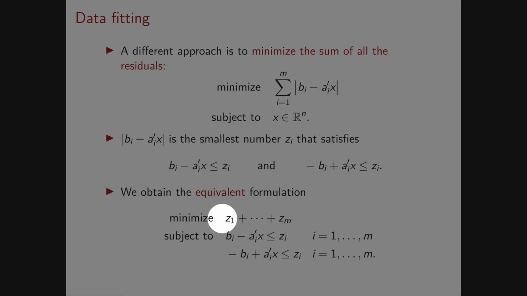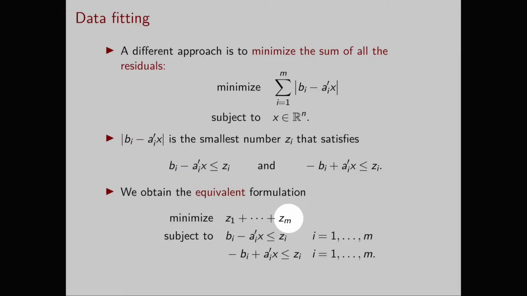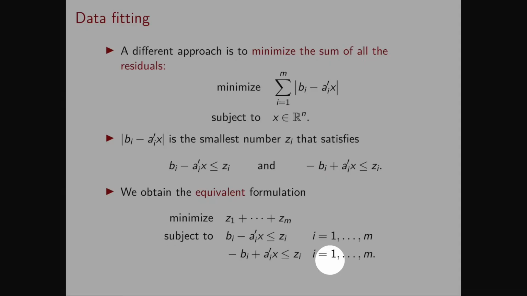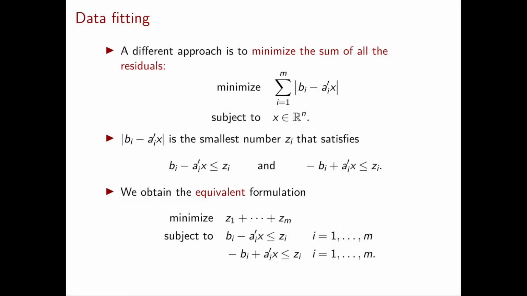We minimize the sum of all the zi's from 1 to m, subject to bi minus ai transpose x less than or equal to zi, and minus bi plus ai transpose x less than or equal to zi for every i. You can check that you have obtained indeed an equivalent problem. And clearly the one that we have obtained is indeed a linear programming problem. And this concludes this video on piecewise linear convex functions.